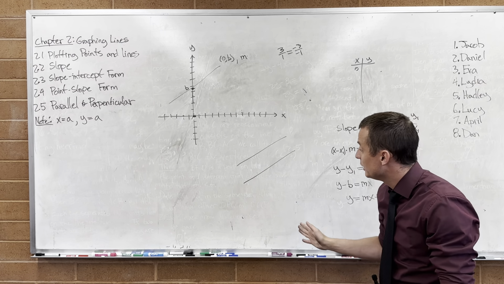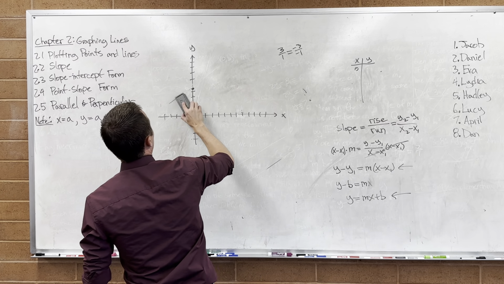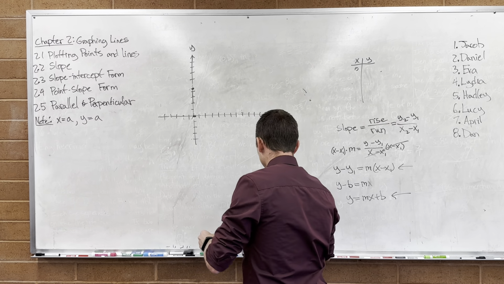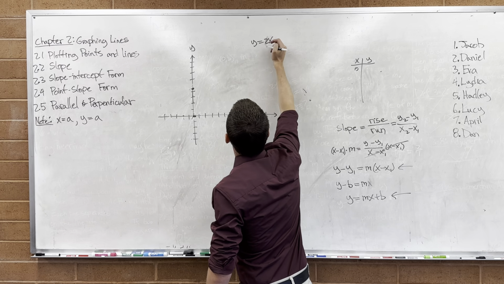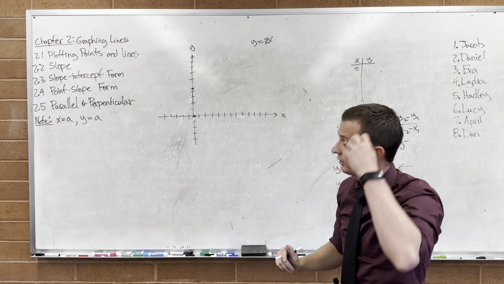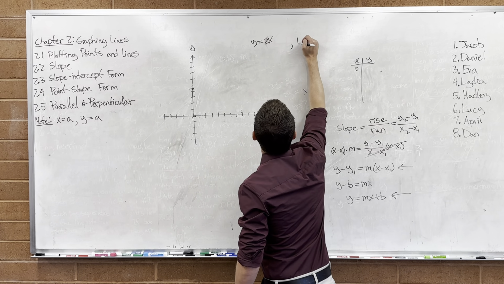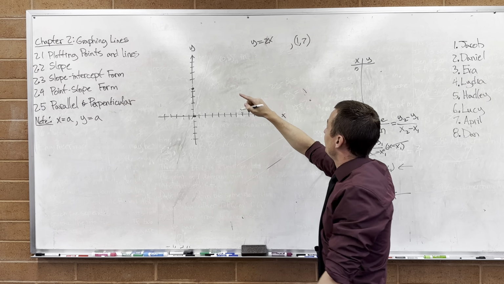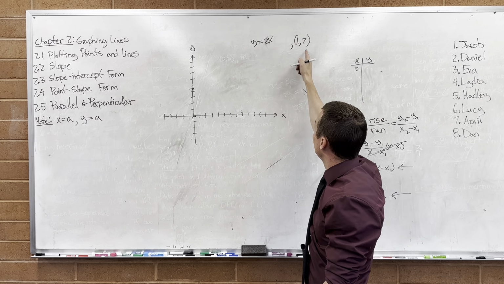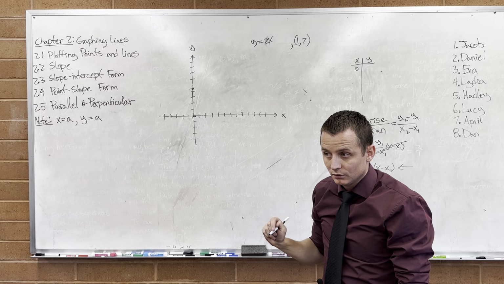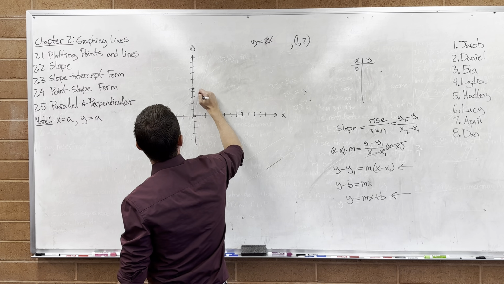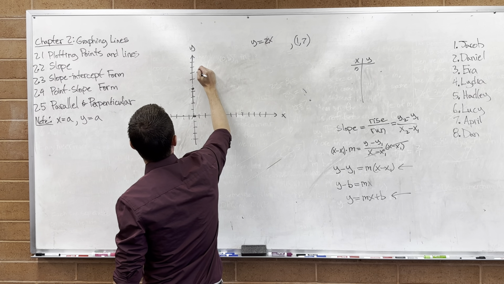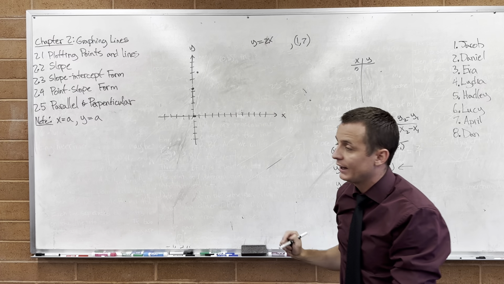So sometimes you'll be told to do a problem along the lines of, find a line parallel to y equals 2x. So find the line that's parallel to y equals 2x, but I want it to go through the point 1, 7. Okay, that's our job. So 1, 7, where's that? 1, 1, 2, 3, 4, 5, 6, 7. So it goes through this point, and it's parallel to that line.